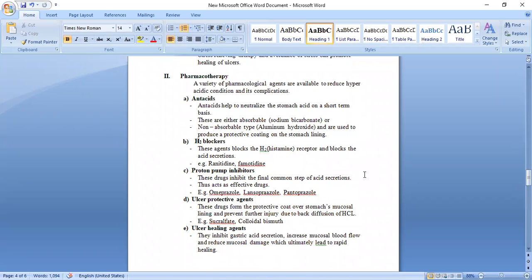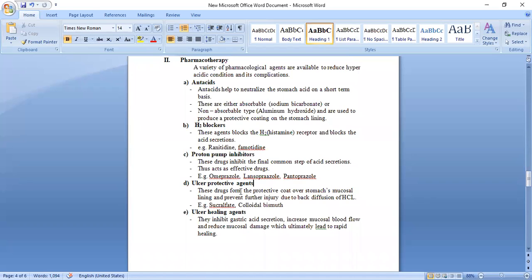Directly they will block the acid secretion. Thus these are the effective drugs. Any type of secretion, meaning acid secretion, they will directly block at the final step. So that's why this is the effective one. Most of the doctors will prefer these proton pump inhibitor medicines. Omeprazole, you may have heard this one, isn't it? Omeprazole, lansoprazole, pantoprazole, isn't it?